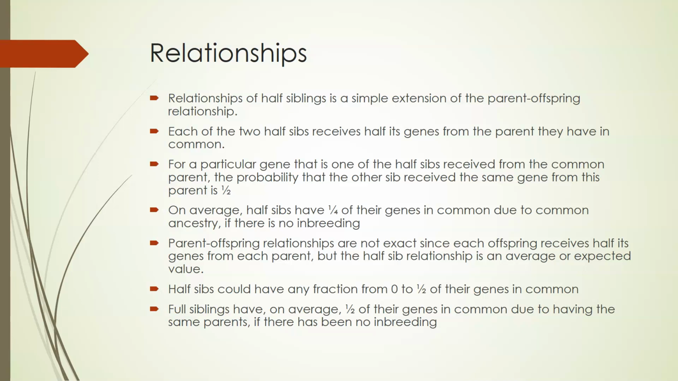So our parent and offspring relationships are not exact because we know that the offspring receives half of its genes from each parent. So it's a 50% chance, but we know that the half-sib relationship is an average or expected value. There's still quite a bit of variation there. So half-sibs could have a fraction from 0 to half of their genes in common, depending on what genes each parent gave to those siblings. Now, full siblings have, on average, half of their genes in common due to having the same parents. And this is also definitely if there's been no inbreeding. So these are all estimations.